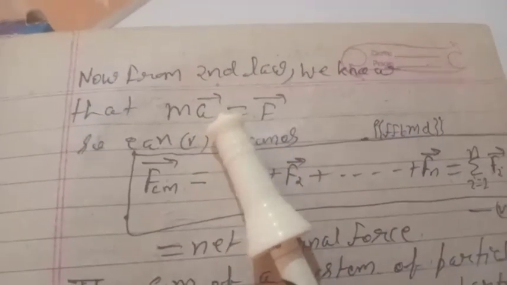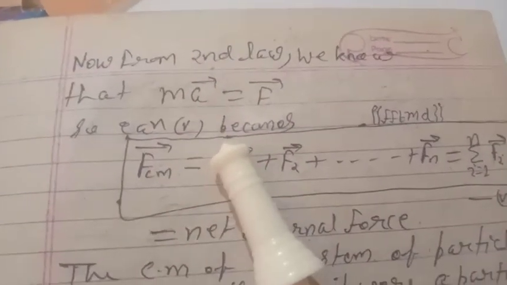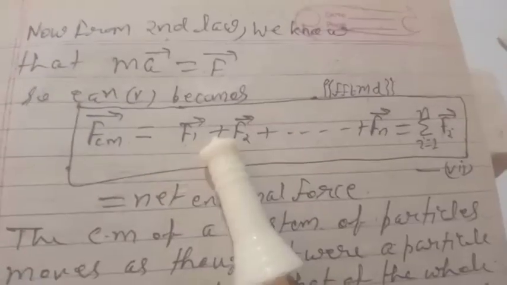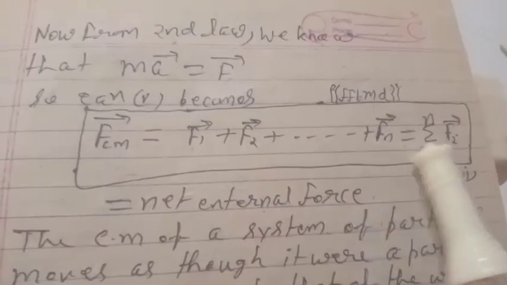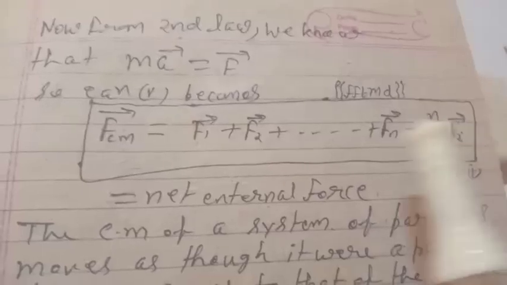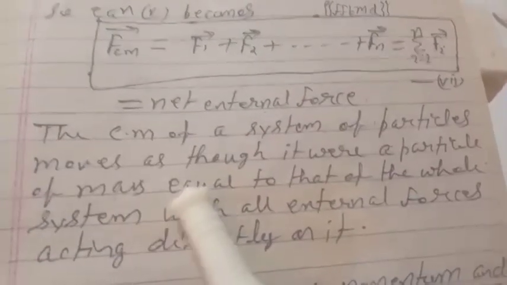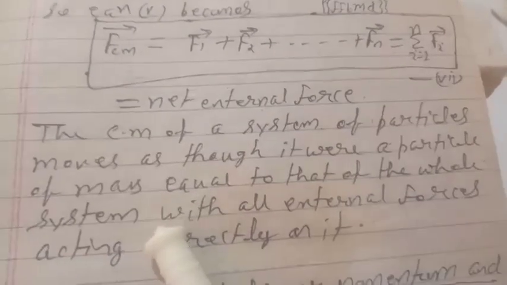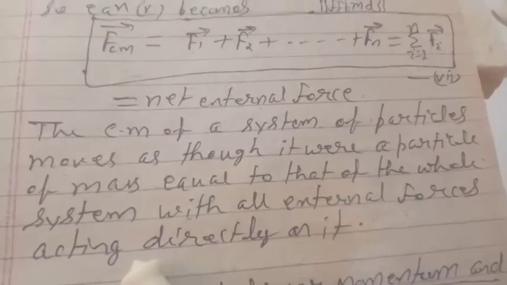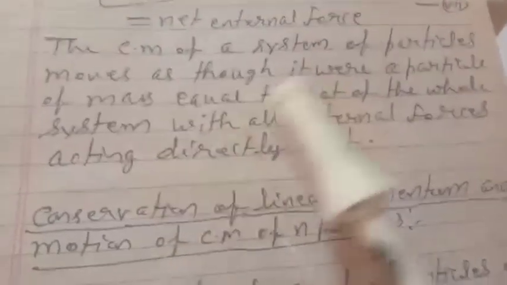Now from Newton's second law, we know that m a, mass into acceleration, equals force. So equation 5 becomes F_CM equals F1 plus F2 plus ... Fn, sigma i equals 1 to n F_i, that is net external force. Thus, the center of mass of a system of particles moves as though it were a particle of mass equal to that of the whole system, with all external forces acting directly on it.